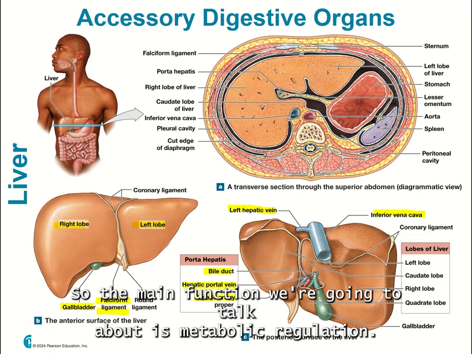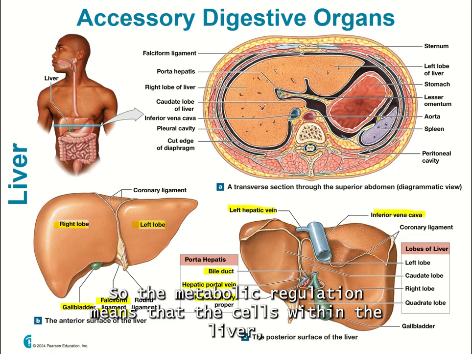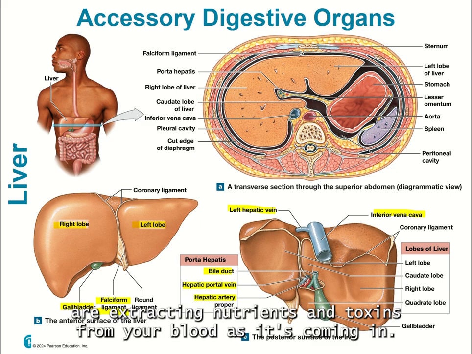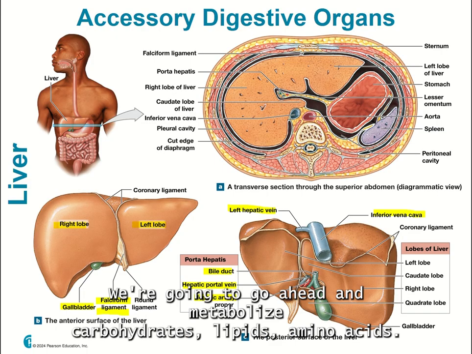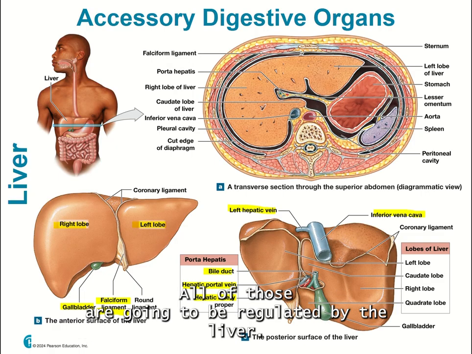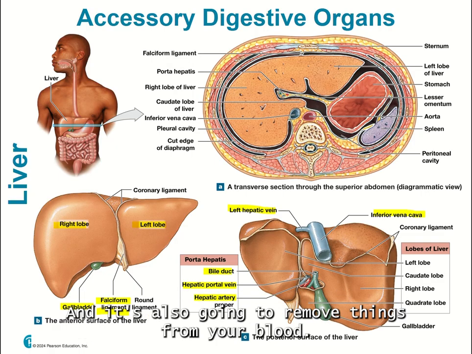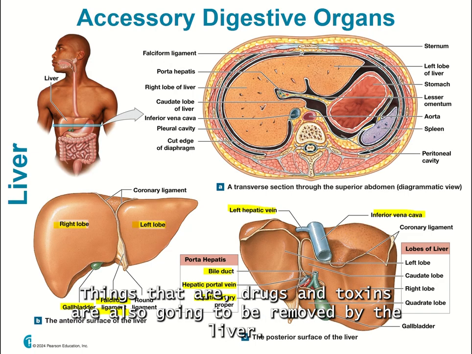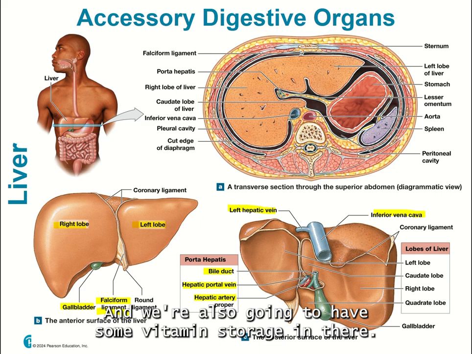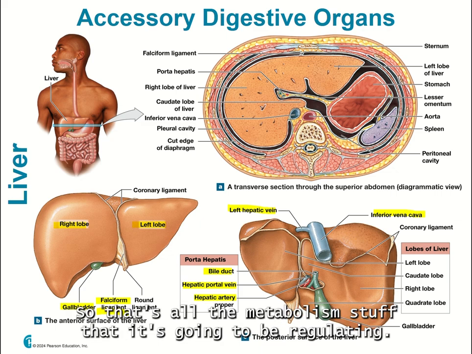So the main function we're going to talk about is metabolic regulation. Metabolic regulation means that the cells within the liver are extracting nutrients and toxins from your blood as it's coming in, and storing reserves as well. We're going to metabolize carbohydrates, lipids, and amino acids. All of those are going to be regulated by the liver. And it's also going to remove things from your blood, things like ammonia, nitrogenous waste sort of things. Drugs and toxins are also going to be removed by the liver. And we're also going to have some vitamin storage in there. So that's all the metabolism stuff that it's going to be regulating.